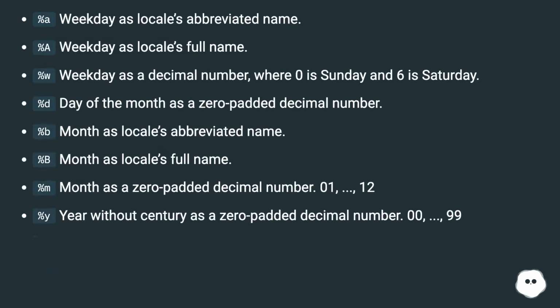%a weekday as locale's abbreviated name, %A weekday as locale's full name, %w weekday as a decimal number, where 0 is Sunday and 6 is Saturday, %d day of the month as a zero-padded decimal number, %b month as locale's abbreviated name, %B month as locale's full name, %m month as a zero-padded decimal number, 01, 12, %y year without century as a zero-padded decimal number, 00, 99.